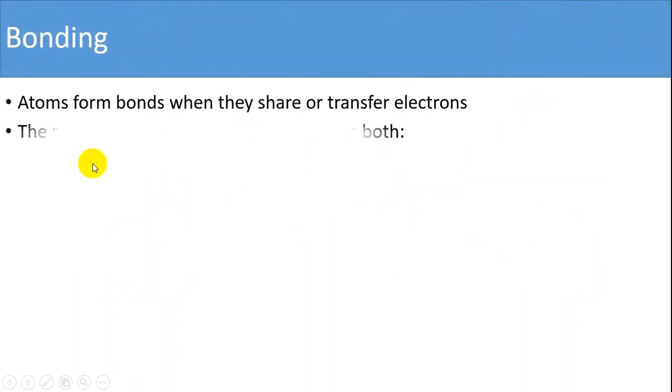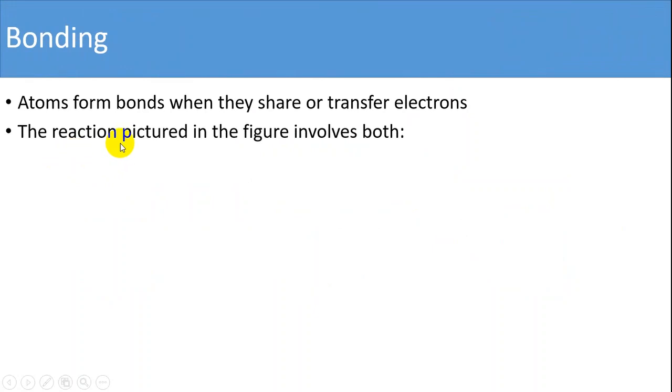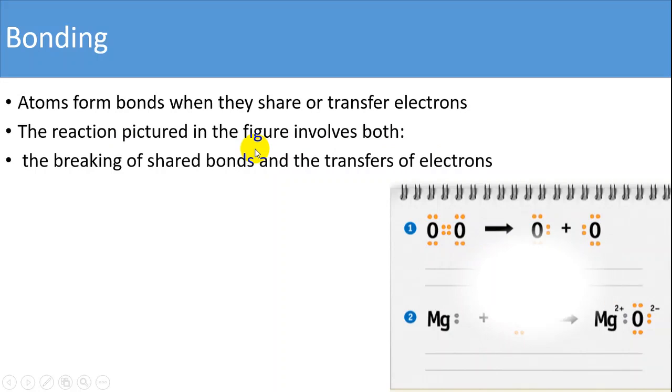So this is bonding. Atoms form bonds when they share or transfer electrons. The reaction pictured in the figure involves the breaking of a shared bond and the transfer of electrons. For example, here we break down the bond between oxygen and oxygen to form this structure. Each oxygen, according to the Lewis dot diagram, is surrounded by 6 electrons because it exists in group 6A in the periodic table. This one also is surrounded by 6.